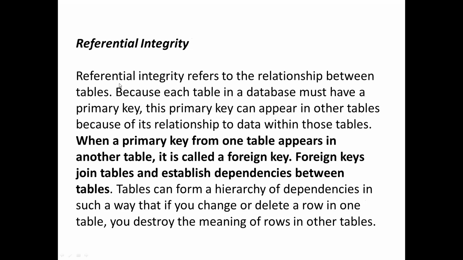After this, we still have one more. Referential integrity refers to the relationship between tables. Because each table in the database must have a primary key, this primary key can appear in another table because of the relationship. This is referential integrity: the relationship between foreign key and primary key, which we talked about before. Tables can form a hierarchy of dependency in such a way that if you change or delete rows in the table, it will destroy the meaning of the primary key and foreign key relationship.